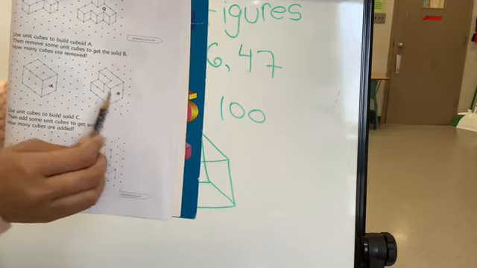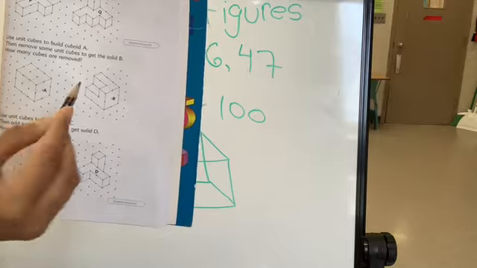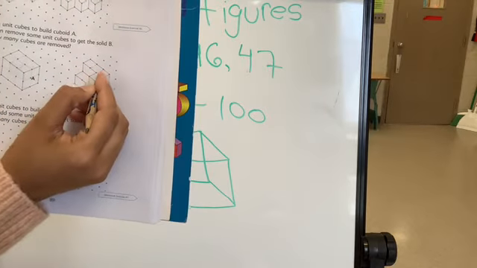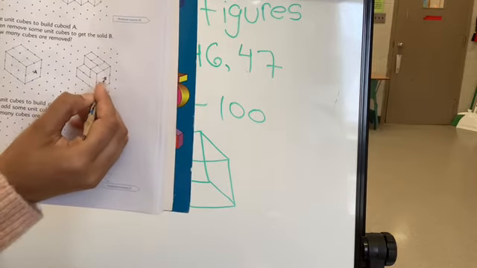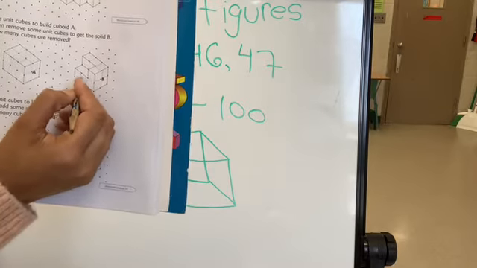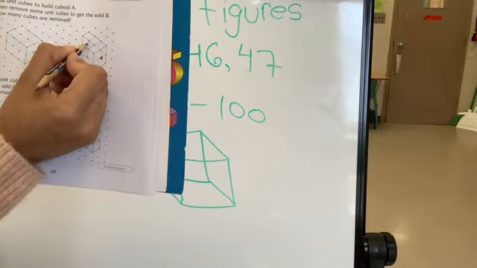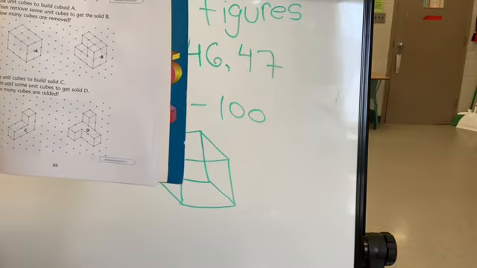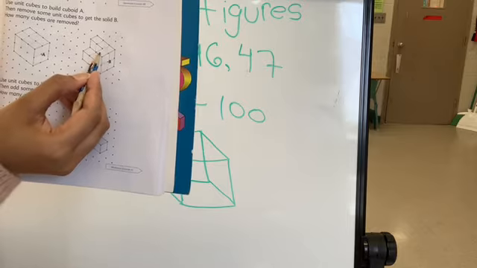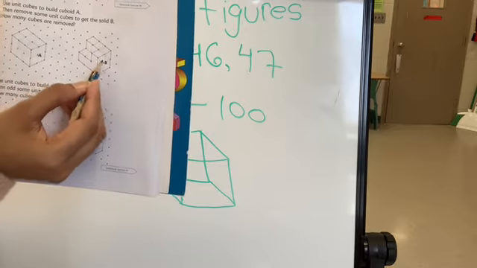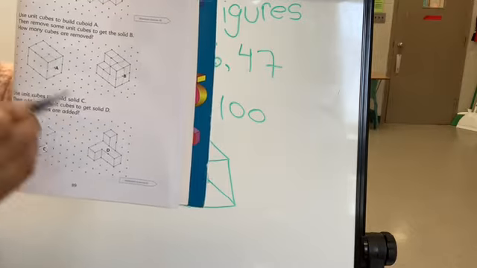Now, in B, what they did was they removed some cubes. They're asking us, now count how many cubes have been removed to build B. So let's again draw our lines and let's count. How many cubes have they used? So 1, 2, 3, 4. There are 4 at the top. And how many at the bottom? We still have 6 at the bottom.